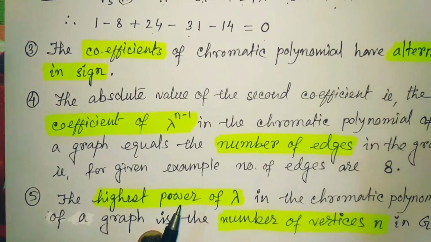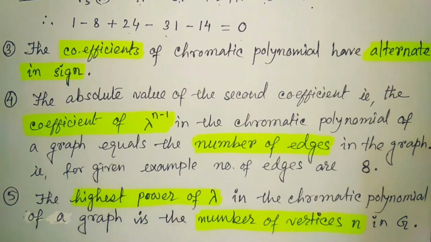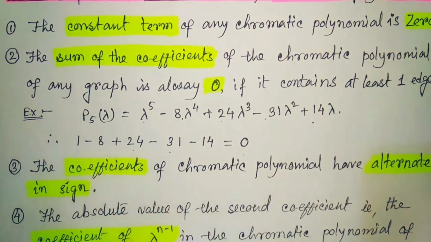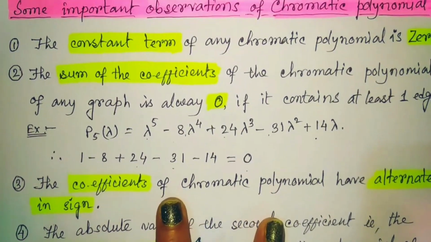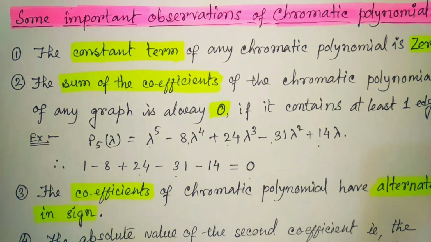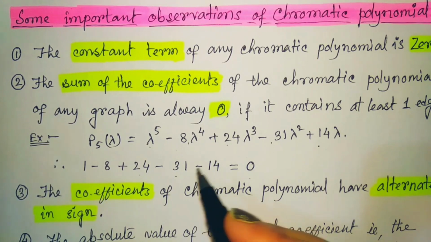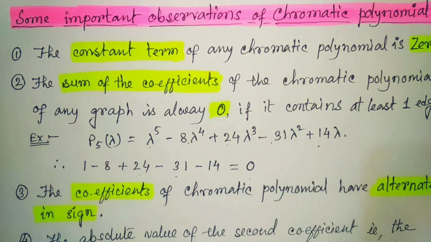The next observation is that the highest power of lambda in the chromatic polynomial of a graph is the number of vertices n in G. So the highest power of lambda here is 5. So that highest power always denotes the number of vertices in the given graph. If you have a chromatic polynomial, by observing it you can understand how many vertices are there, how many edges are there, what is the total number of colors required to color the graph, and so on. All these things we can find out from the chromatic polynomial.